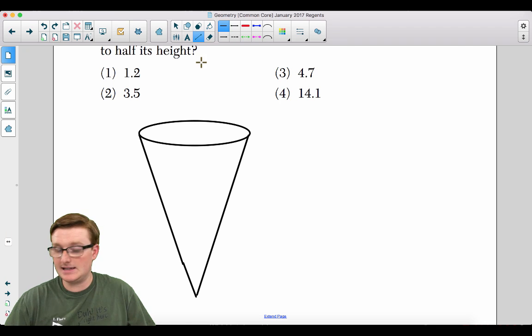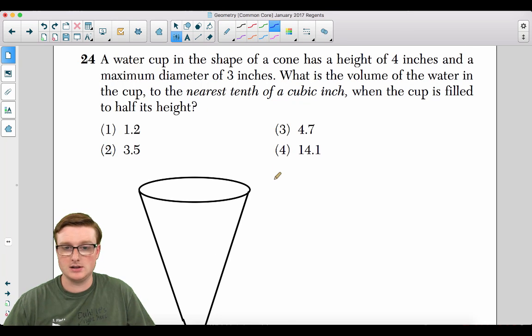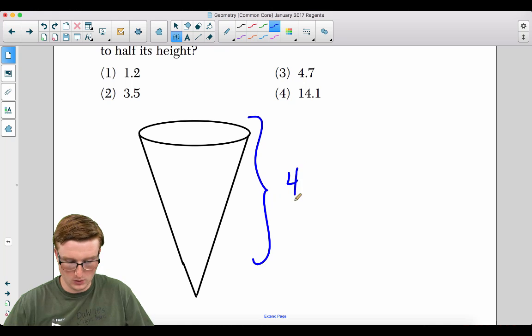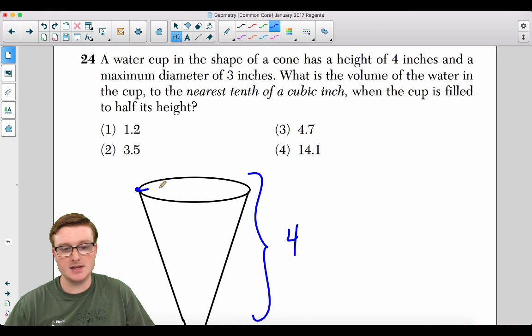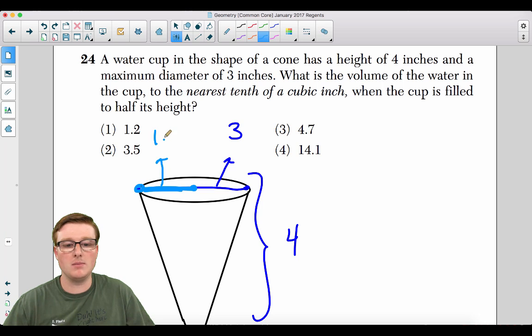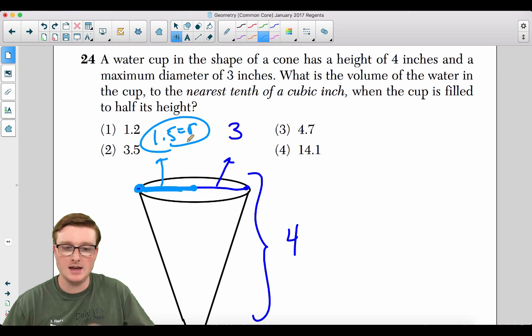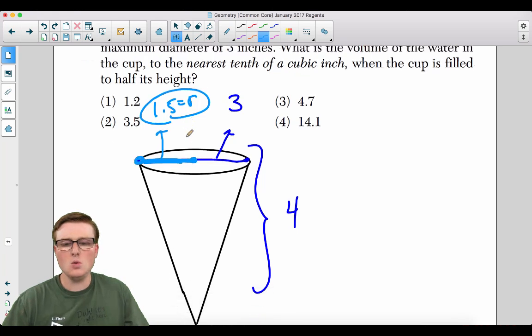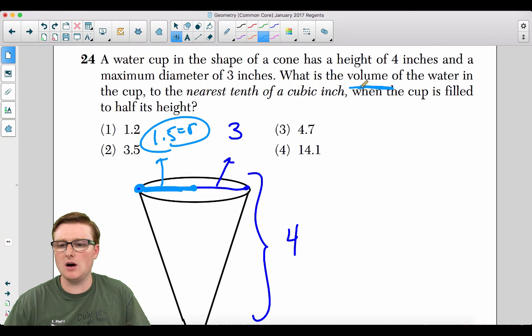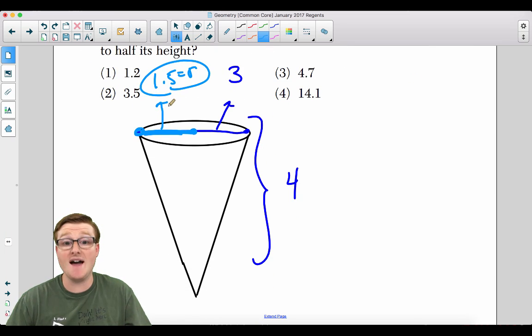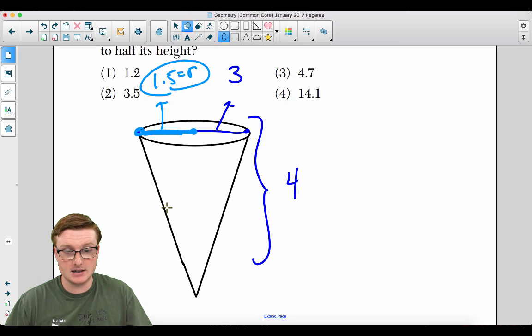And it says here that it has a height of 4. So that has a height of 4. And it says that it has a maximum diameter of 3 inches. So therefore, your radius from one point to the end is going to be 1.5. That's your radius. And then it says here, what is the volume of the water in the cup to the nearest tenth of a cubic inch when the cup is filled to half of its height? So, to half of its height, that's right here.